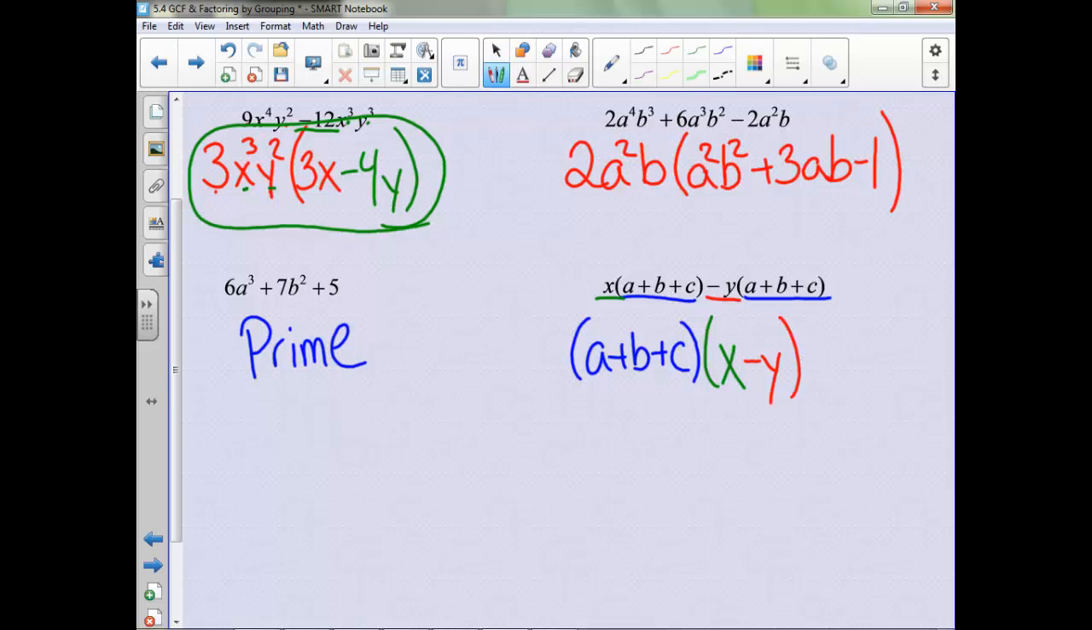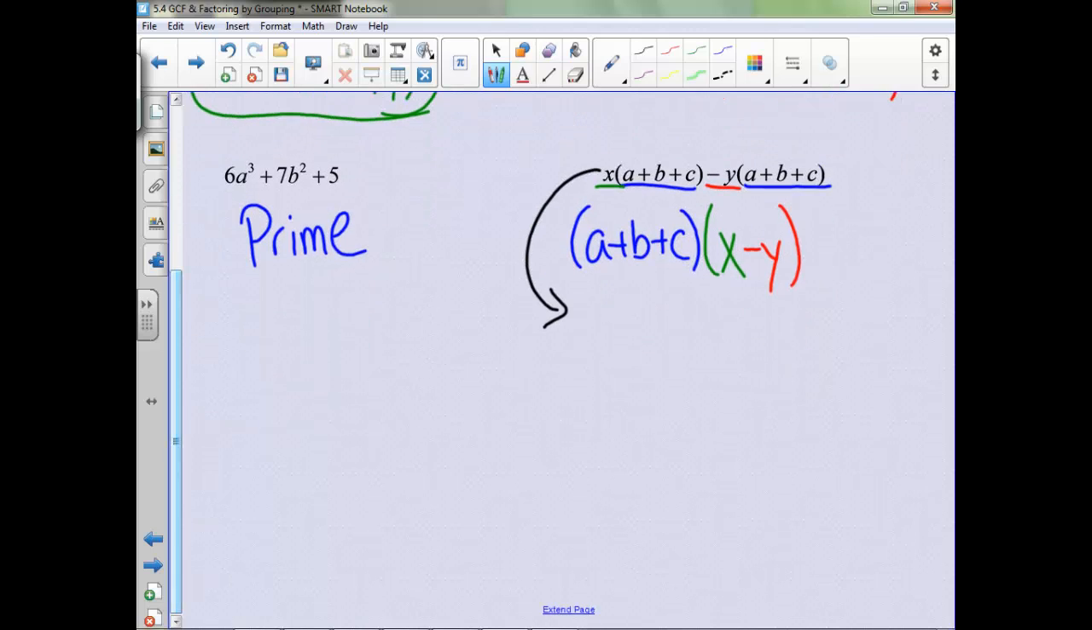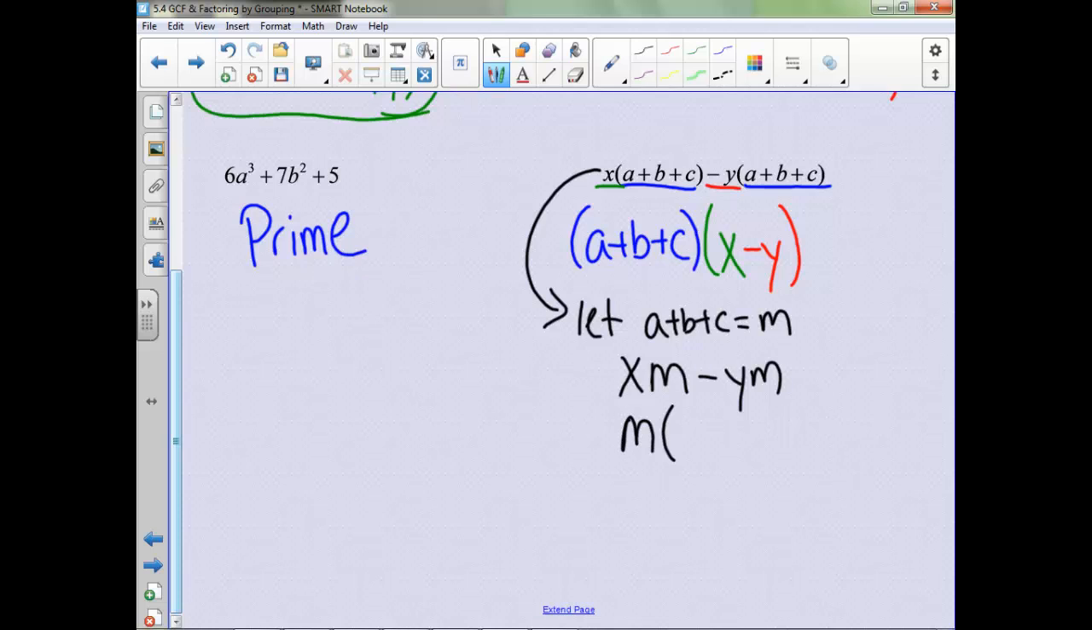Another way to look at this would be, coming from this beginning, we could say, alright, let's just call this whole thing a different variable. Let's call it m. So we would actually have x times m minus y times m. Well, now your GCF that you can take out is m, and we're still left with the x minus the y. But we had this as our substituting for m, so instead of m, we'd have a plus b plus c times x minus y.